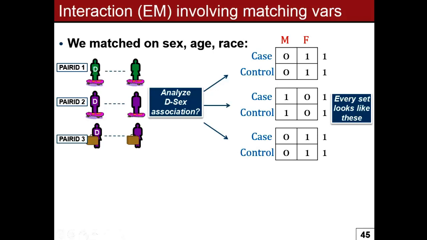Not the exposure. We have the disease sex association. Every match set looks like this, right? So here we can't do much. This is pair ID 1. They're both female, and then they look like this.